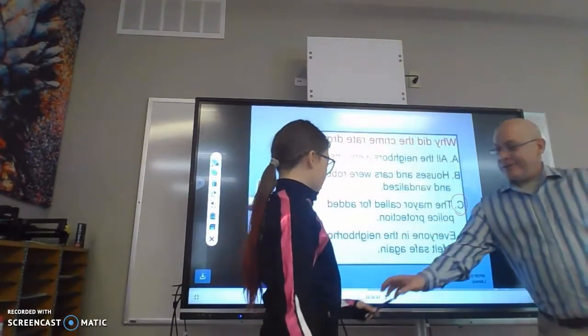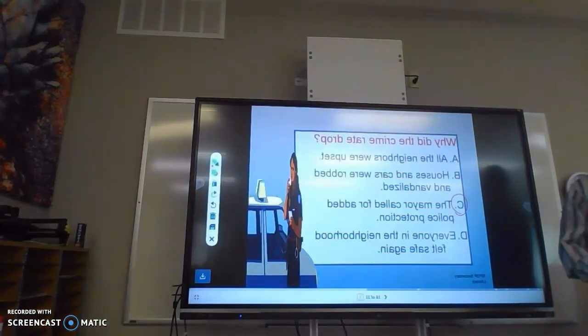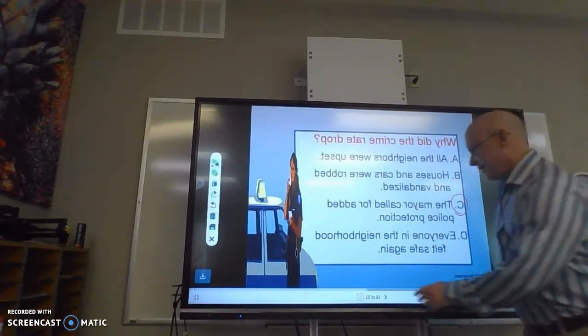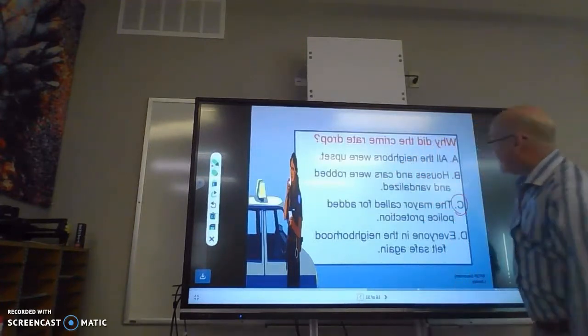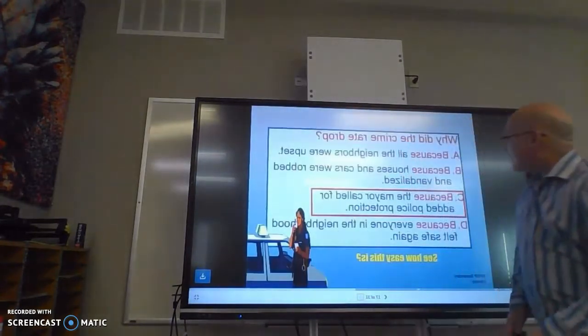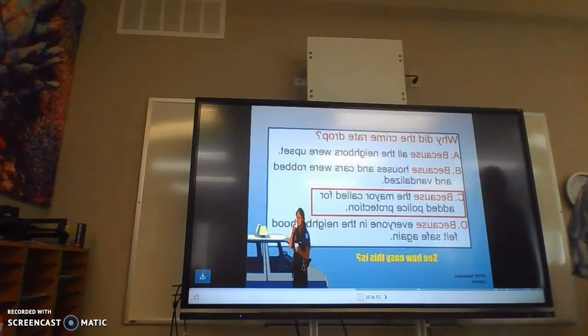Okay, does everyone agree with that? Mayor called for added police protection. Bentley, do you think it's something different? It's thumbs up, everybody? All right, let's find out. Yes, it's because the mayor called for added police protection.